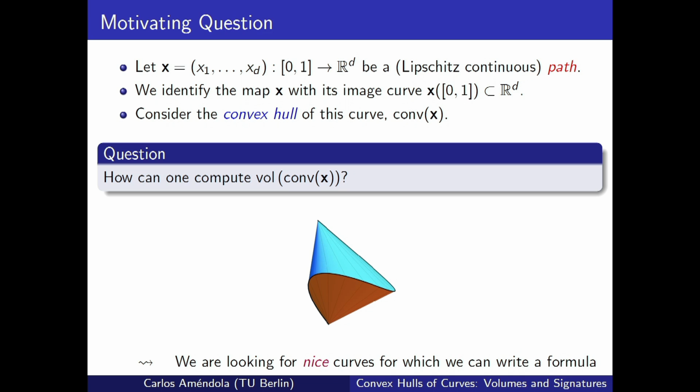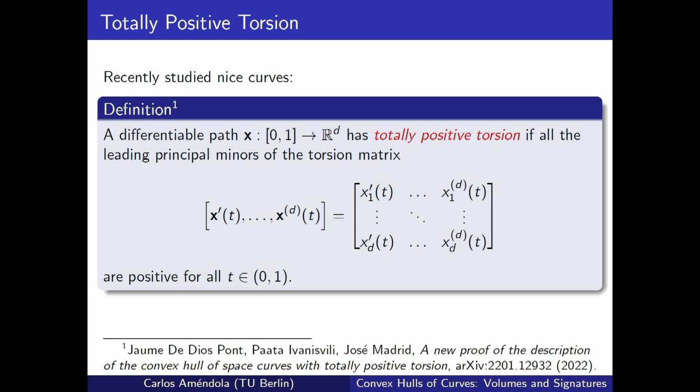So one of the motivating questions here is, what is the volume of this convex hull? We're looking for nice curves for which we can actually write some kind of closed form expression of this volume. One class of nice curves is given by totally positive torsion curves, which were found quite recently. This definition is from a paper last year, 2022, by Jaume de Dios Pont and collaborators.